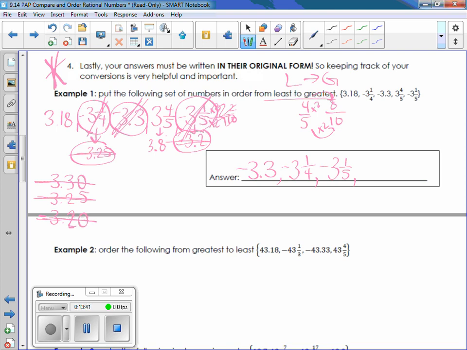So here, if we have 3.18 and 3.8, I add the 0 for place value. Which one is the next? 3.8 is going to be the largest, so that would go last. So 3.18 would be our next. And then the 3.8, which is originally 3 and 4/5.